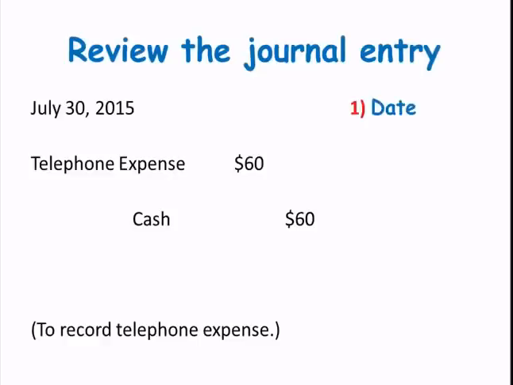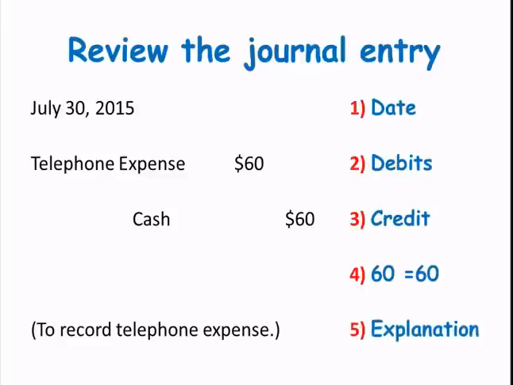Let's review this journal entry. Step 1, we gave it a date. Step 2, we debited at least 1 account. We debited telephone expenses. Step 3, you need at least 1 credit. In this case, we credited cash. Step 4, our debit of $60 equals our credit of $60. And step 5, our explanation.